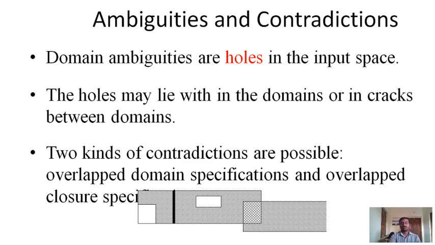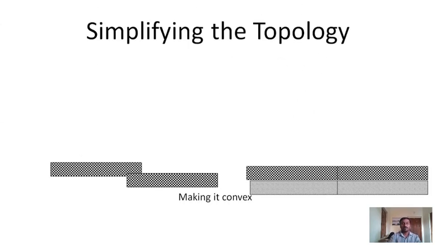Two kinds of contradictions are there: overlapped domain specification and overlapped closure specifications. These are the two different types of contradictions that are possible.